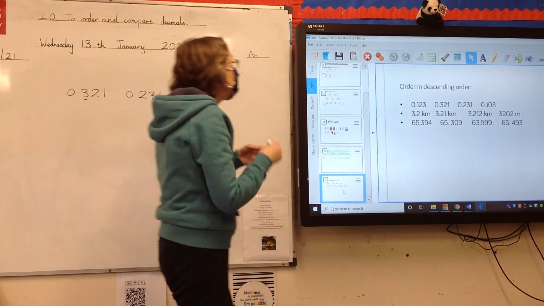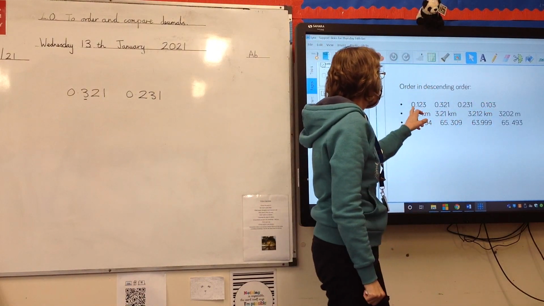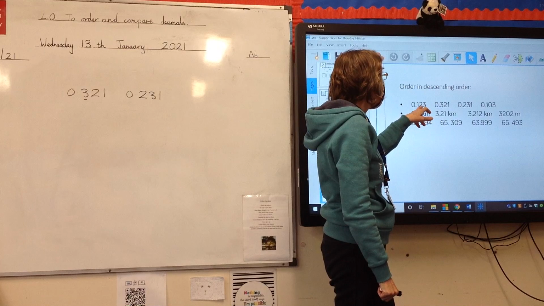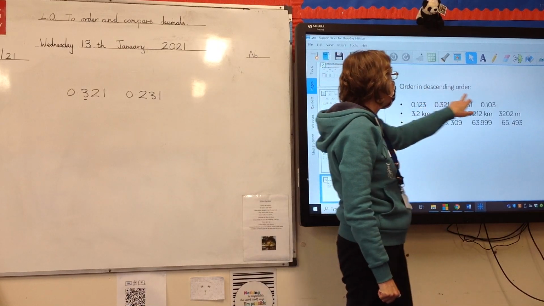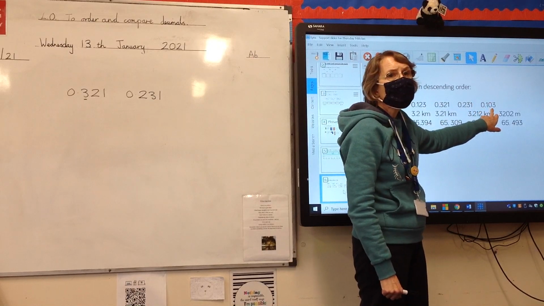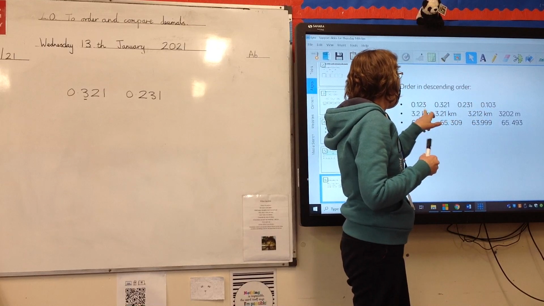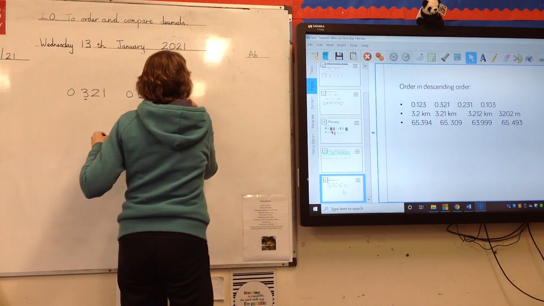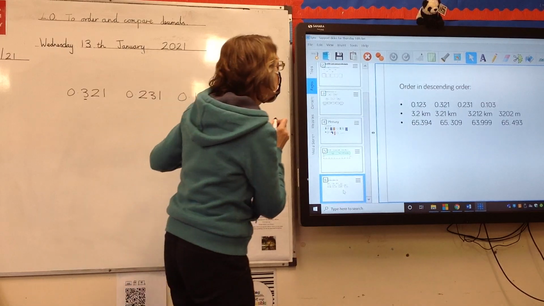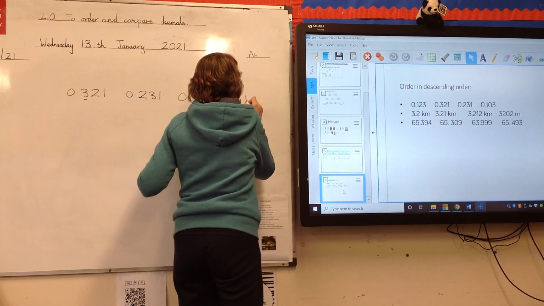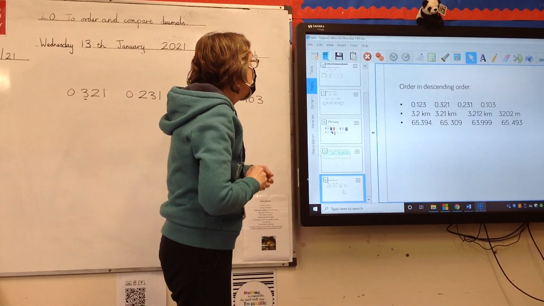And then we've got two numbers that both have 1/10. So we need to go to the next column, which is the hundredths column. In that one, we've got 2 hundredths, and in that one, we haven't got any. So which one is the next biggest? Is it 0.213? Yeah, 0.213. And then the last one is 0.123. Good, well done.